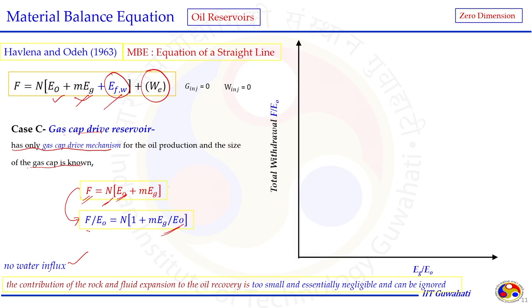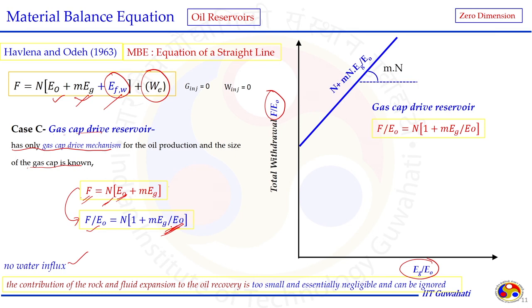Now if we plot F by Eo on the y-axis and Eg by Eo on the x-axis, we are supposed to get an expression like this one. When we plot this, we get the slope of this equation, m times N, and the equation also has an intercept equal to N, the initial oil in place. So with the intercept we can get the value of N, and with the help of the slope we can get the value of m. If N is known to us, we can replace N here and get the value of m. This is the way we can adjust the equation, either in this form or in this form, to get the unknown. If we plot F versus this expression, it should give us the value of N just by the slope. If the m value is known, then we can plot this entire term on the x-axis.